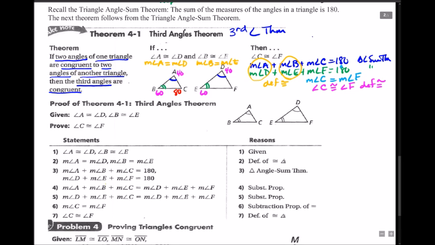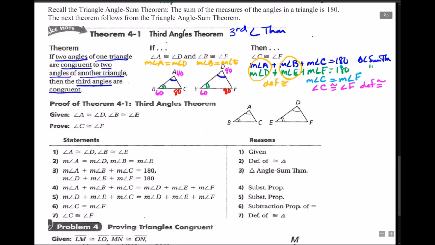And if I do the triangle angle sum theorem on the second triangle, angle F has to measure 80 degrees. Right? The measures of the angles of a triangle must add up to 180. So the measures of my angles are equal, my angles are congruent. So let's look this over in our proof here.